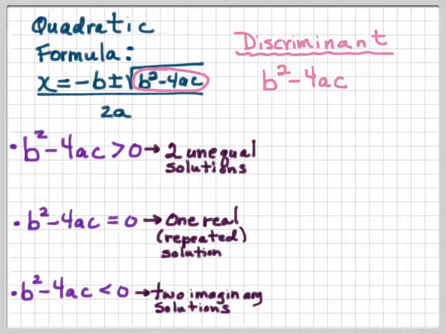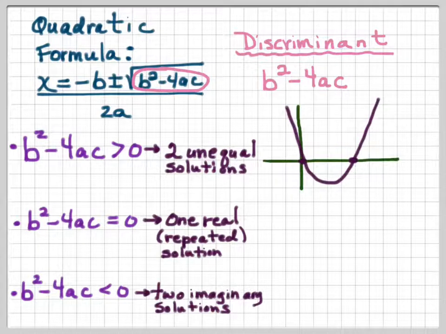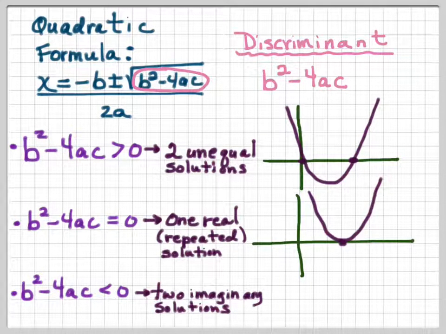Let's see what this looks like graphed. You know that a quadratic is a parabola. So if we have two unequal solutions, that means the parabola is opening up or opening down, but it crosses the x-axis, so it has two distinct solutions. If it is equal to 0, that means it either sits on the x-axis or hangs like a bat from the x-axis, but it only touches the x-axis in one point.